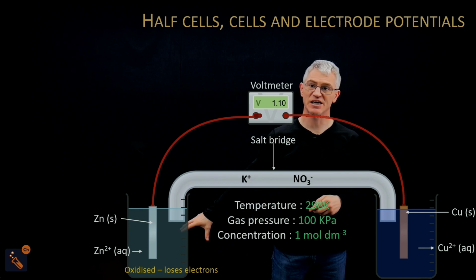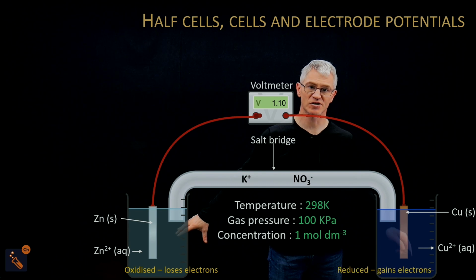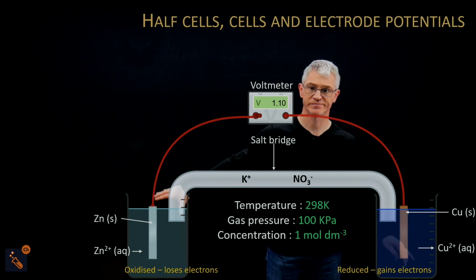Now, on the left, you usually have the one that oxidizes and loses electrons, and on the right, you have the one that is reduced and gains electrons. And that's how you normally draw it.